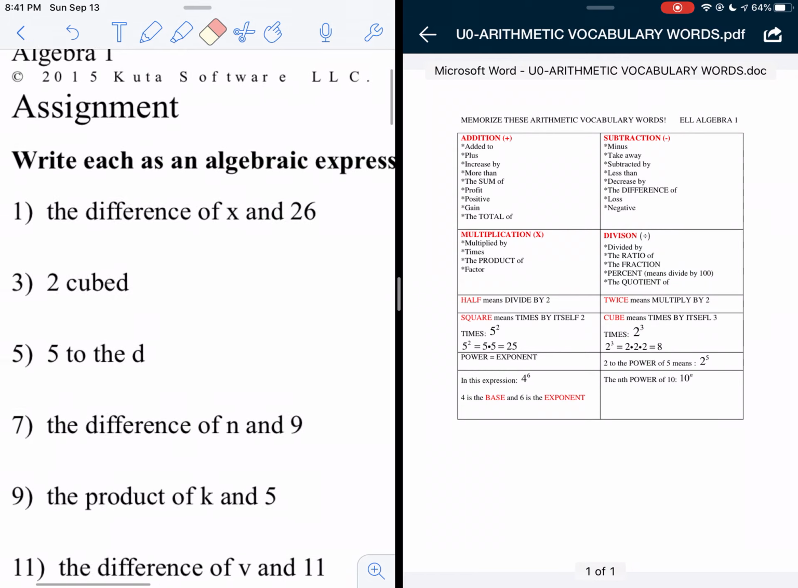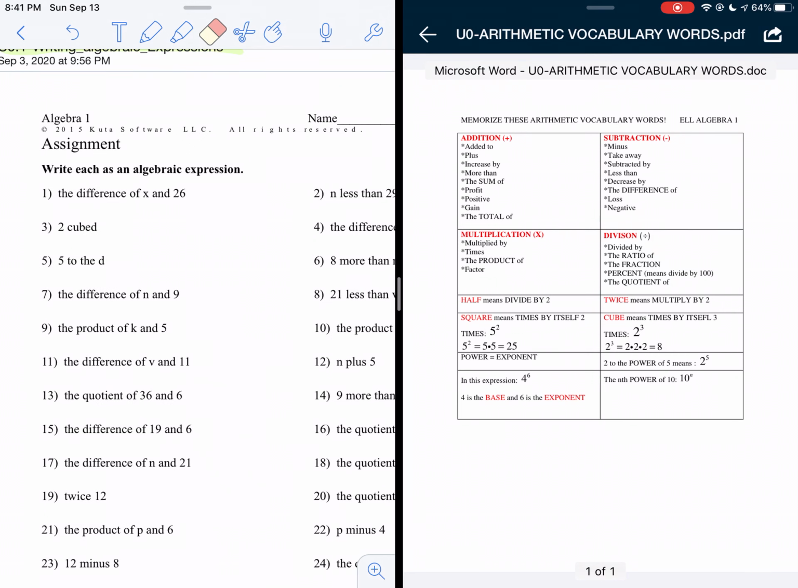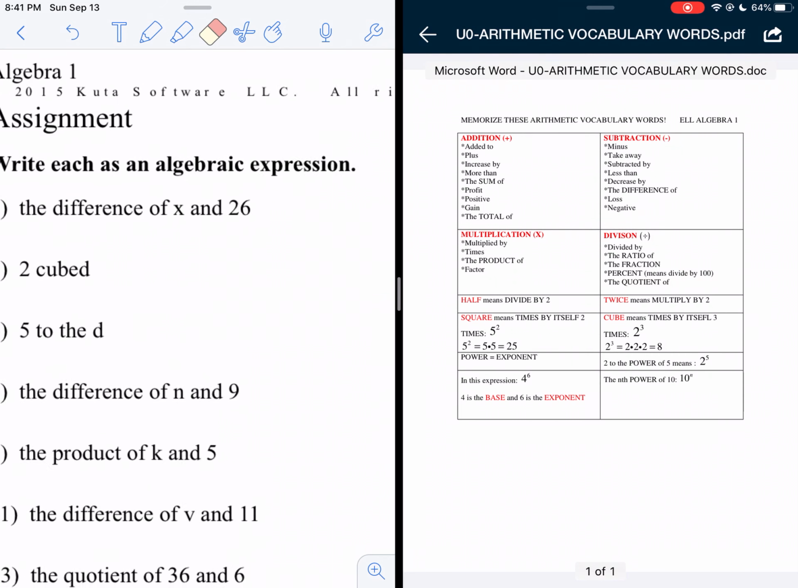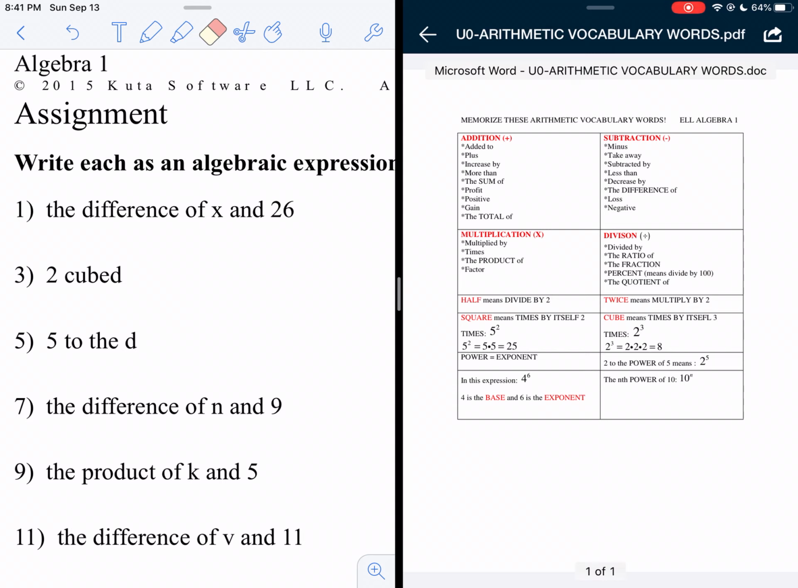All right, so number 1. Here you are to write an expression, an algebraic expression, okay? So this is what we call a verbal statement right here, the difference of x and 26. That's a verbal statement. Find the key word in there that means add, subtract, multiply, divide, or whatever you need to do. And you will notice that there is the word difference that we just went over. And so when you look to the right, difference means that you are going to subtract. It's right there under subtraction.